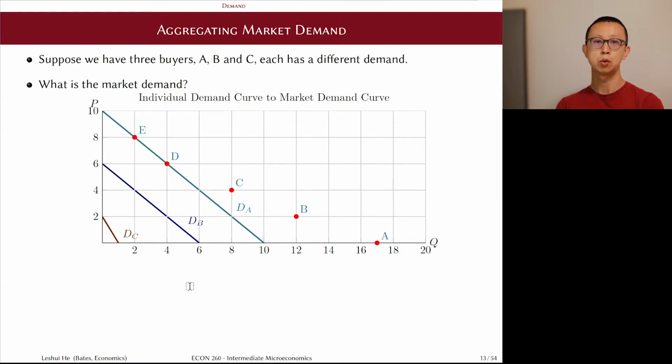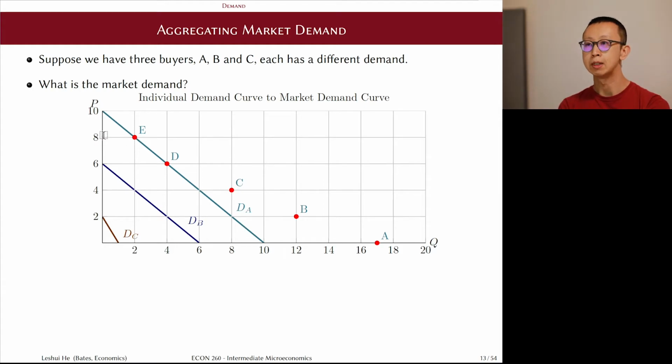So what's the total demand for all three of them combined? Well, the lesson from the principles class is that we can aggregate demand curves horizontally. The intuition is the following. If we think about all three of them together, when the price is at $10 or $8 or $6, then only consumer A is buying. So for prices above $6, because only consumer A is purchasing, the entire quantity demanded is going to be coming from consumer A. In other words, A's demand is the market's demand.